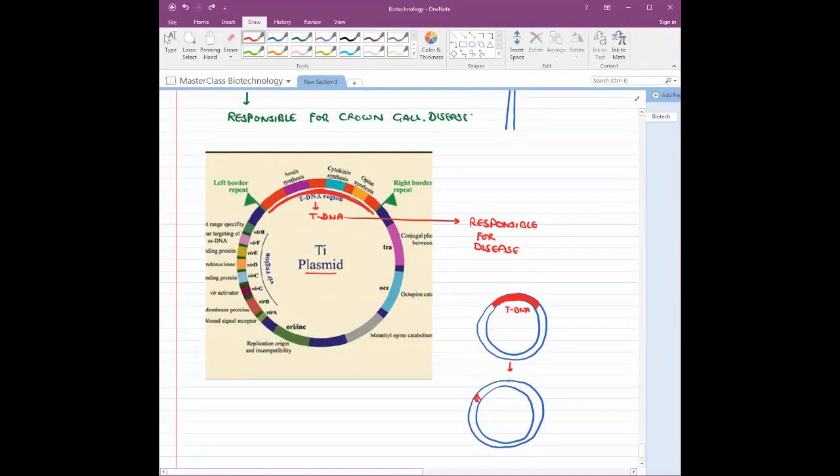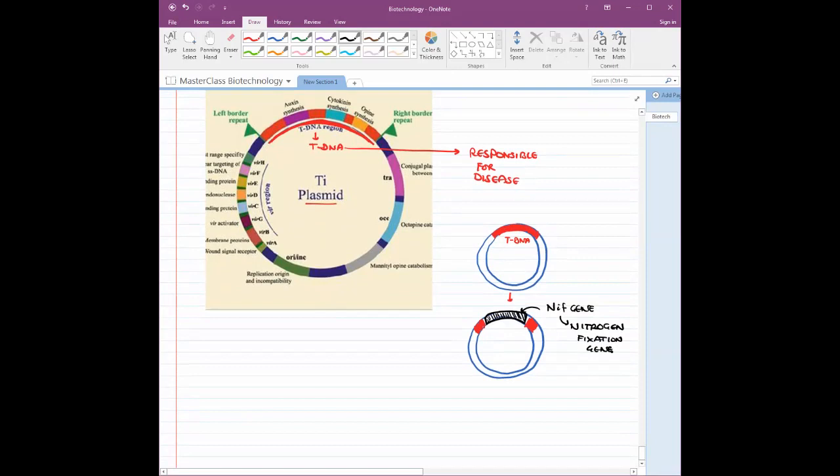So what you will see is part of the T-DNA is over here, part of the T-DNA is over here, and in between, we see the gene of our interest. We have taken our gene of interest and added it over here. This is our NIF gene, the nitrogen fixation gene. In this situation, will this plasmid work? No. This plasmid does not cause crown gall, as the T-DNA is broken.